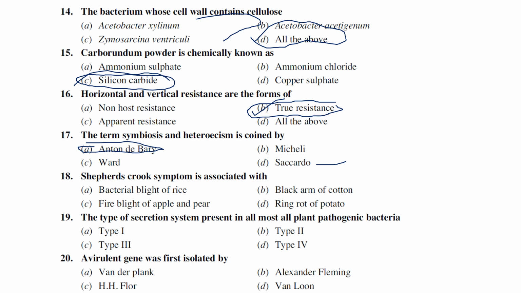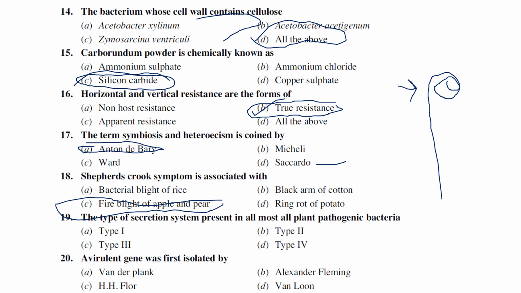The next one is that Shepherd's crook symptom is associated with which of the following diseases? Bacterial blight of rice, black arm of cotton, fire blight of apple and pear, or ring rot of potato. This Shepherd's crook symptom is associated with fire blight of apple and pear. If you see the infected twigs or stems at the end of branches, they are a little bit curled like this. This kind of curling is known as Shepherd's crook. Such symptoms can be observed in fire blight of apple and pear.